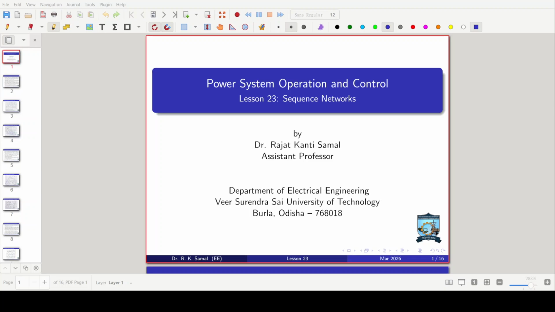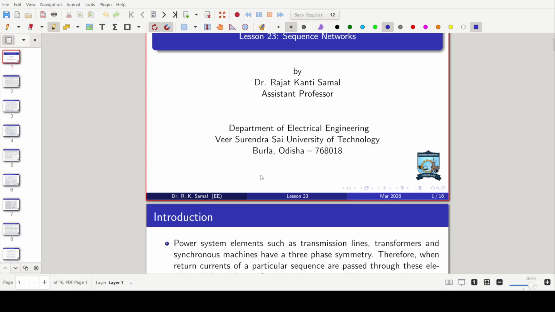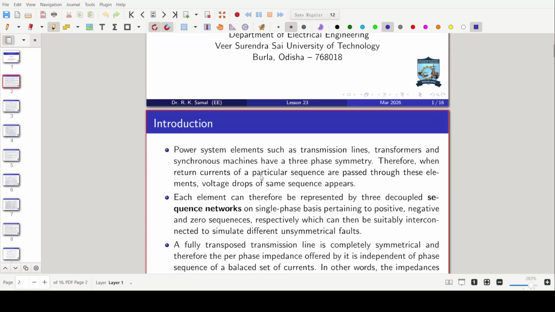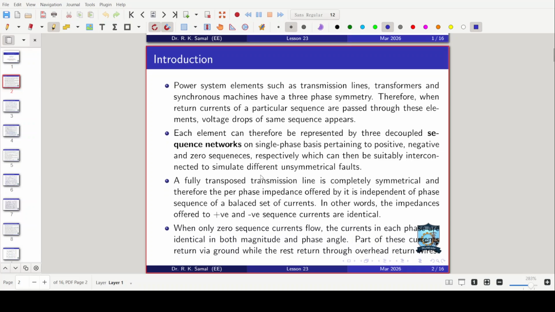For that, we need to develop sequence networks of various components of the power system and connect them so as to compute the fault current for unsymmetrical faults. So what will we see? First, we will see the sequence networks of various components. Okay, so we will have an overview.